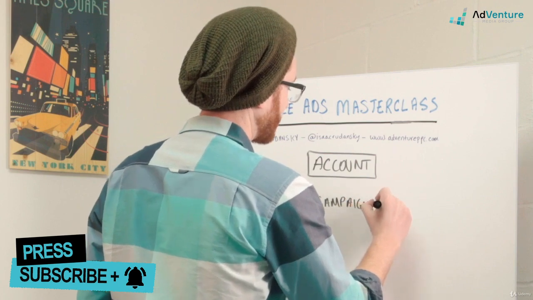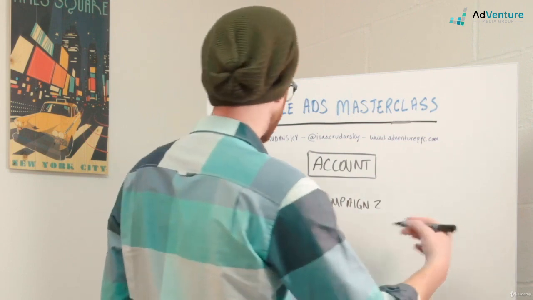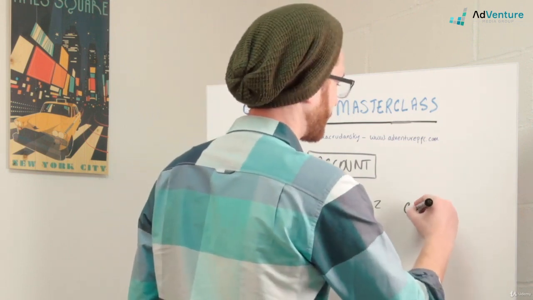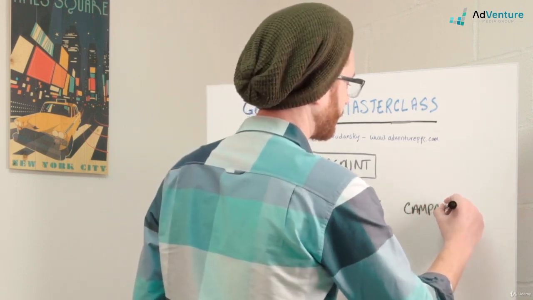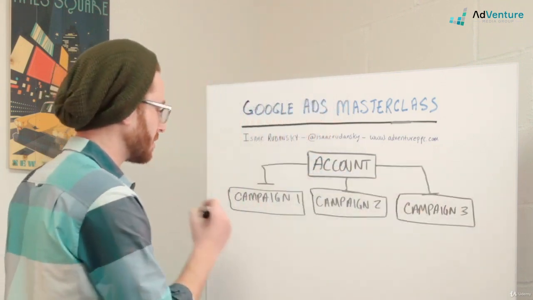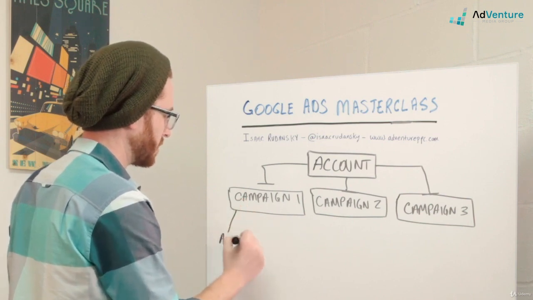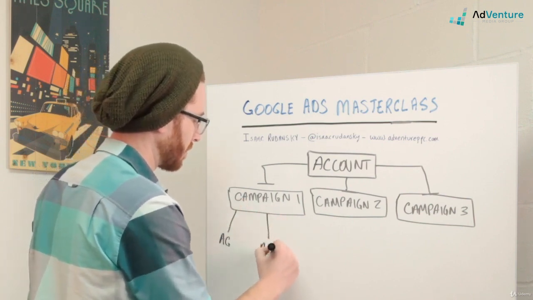You could have campaigns that are different campaign types. You could have search campaigns, display campaigns, retargeting campaigns, Google app campaigns, Google shopping campaigns, so on and so forth. The point is, campaigns are the next level down. So let's say we have 3 campaigns here. Within campaigns, you have what's called ad groups. So we're just going to do AG for ad groups. You have another ad group.